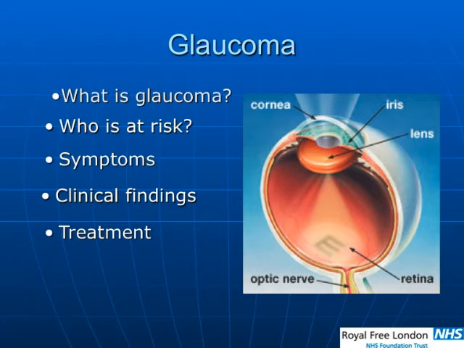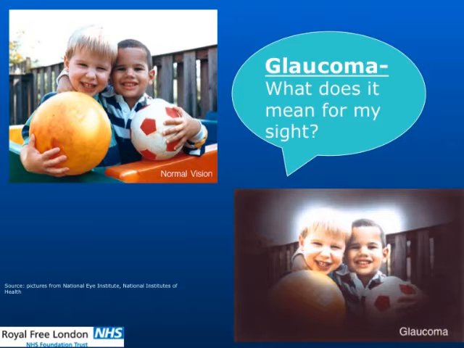Of all 4 subjects, glaucoma is probably slightly the most difficult one to understand, so please bear with me if it is a bit tricky. I want to explain what glaucoma is, who is at risk, what the symptoms are, what the clinical findings are, and the treatment. So, what does glaucoma mean for my sight?